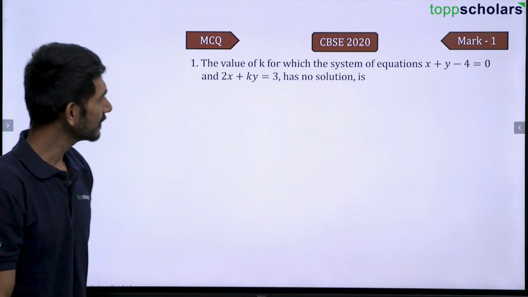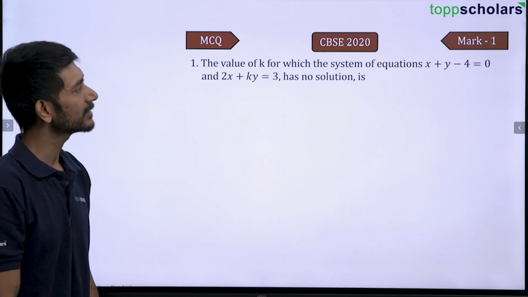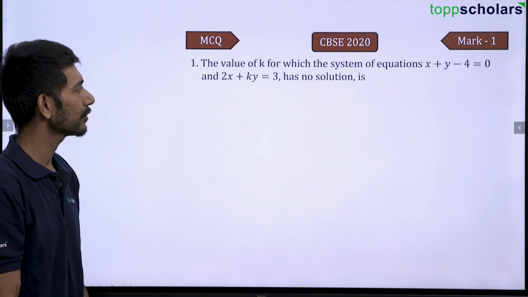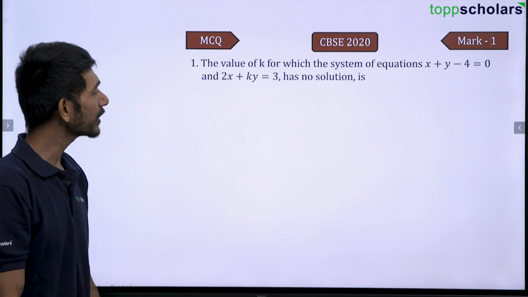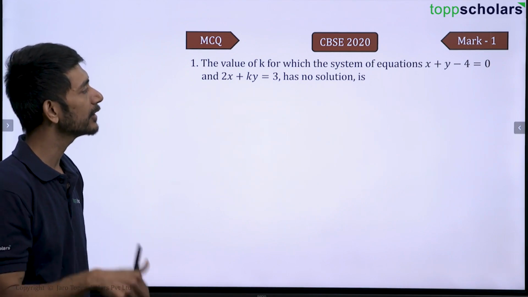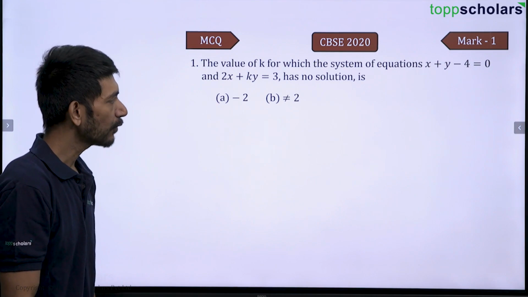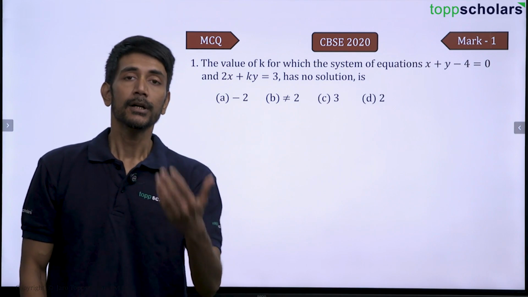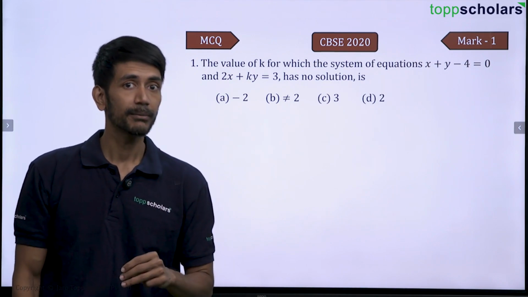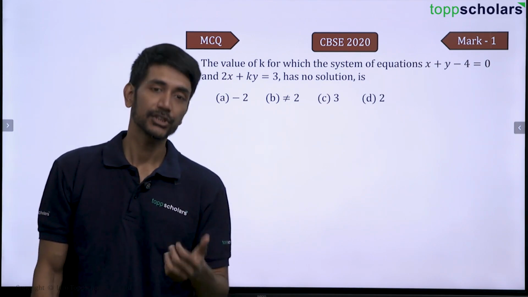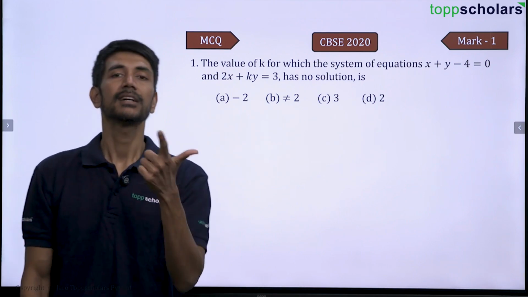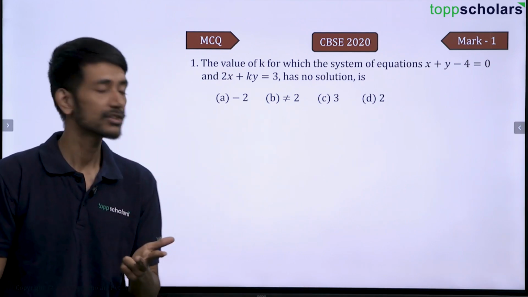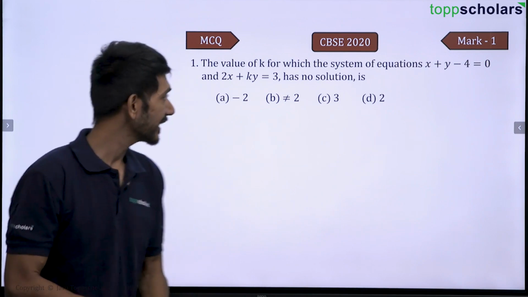So here's the first question. It says the value of k for which the system of equations x plus y minus 4 is equal to 0 and 2x plus ky is equal to 3 has no solution is what? 4 options are given. Such type of questions can be asked in the MCQ, especially where we have 3 conditions, if you remember. What are the 3 conditions? The condition for intersecting lines, the condition for parallel lines, and the condition for coincident lines, right?